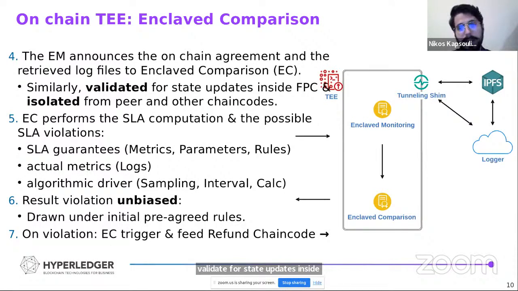So the enclave comparison is nothing more than the actual running and execution of the logic of the algorithmic drivers of the contract, which are represented as functions inside an enclave chain code, which is a chain code inside the TE. So again, we have the computation of the data, the SLA computation that happens in the real world in the standard conventional SLA cases, and now it happens inside the enclave chain code on the on-chain TE. Of course, the purpose of this computation is to be totally private and not able to be interrupted, eavesdropped or attacked.